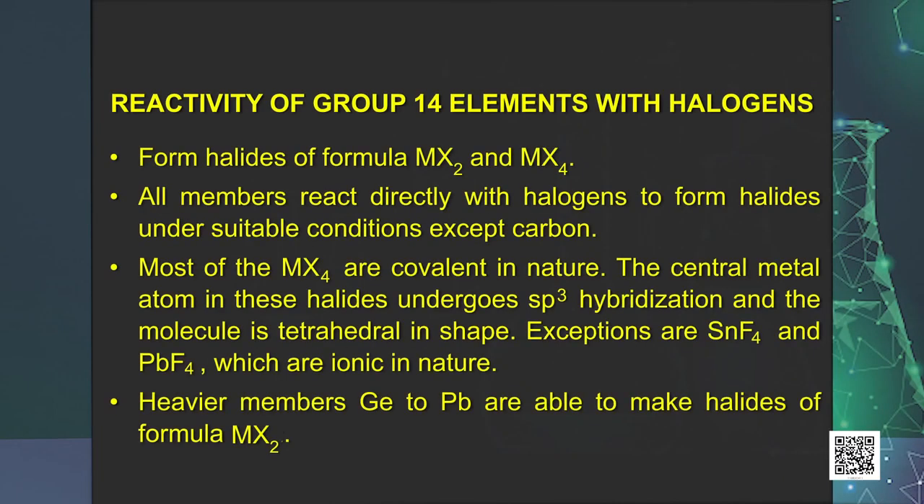Do you know that lead iodide does not exist? And do you also know why? Well, let me tell you. It is due to the fact that lead iodide bond initially formed during the reaction does not release enough energy to unpair 6s2 electrons and excite one of them to higher orbital to have 4 unpaired electrons around lead atom. Owing to this very same reason, heavier members germanium to lead are able to make halides of formula MX2.